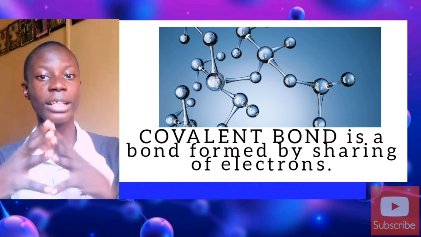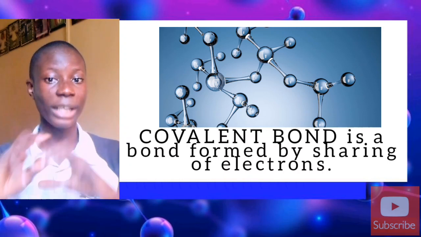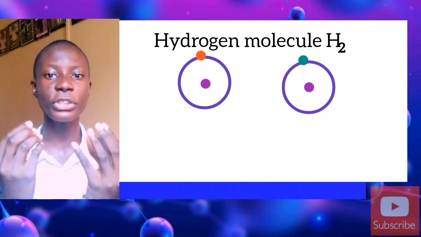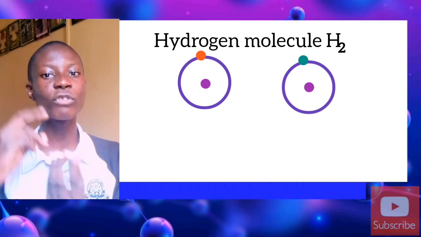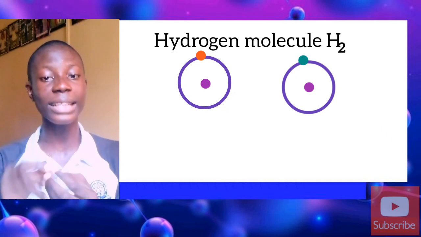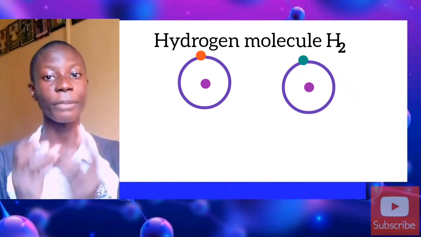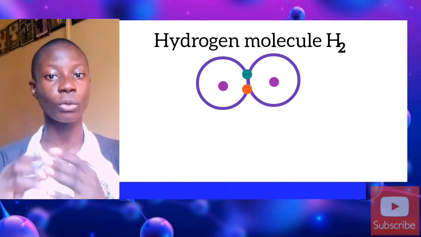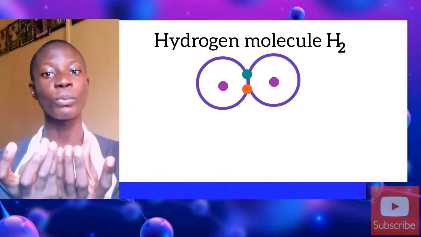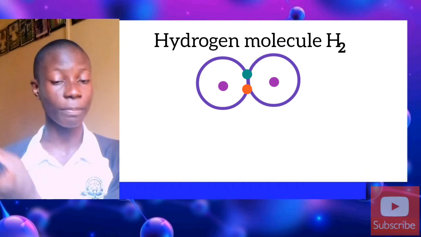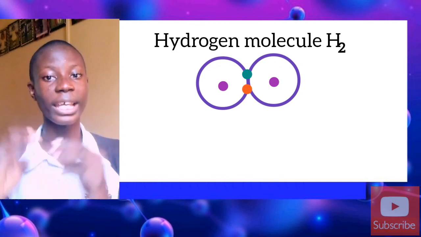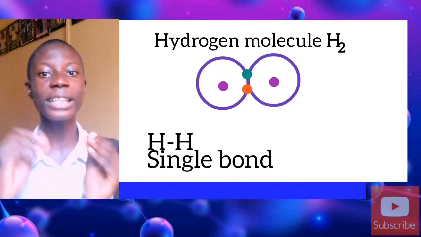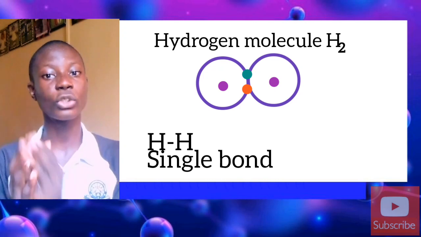A covalent bond is a bond formed by sharing of electrons. You can see in the example we gave that for a hydrogen atom to form a stability is to have 2 electrons in its shell, since that's the maximum electrons that shell can carry. So they share their electrons, each atom contributing 1 electron to the bond, which forms a covalent bond. This kind of bond is called a single bond because it consists of just one pair of electrons shared. That is, each atom contributes 1 electron to the bond.